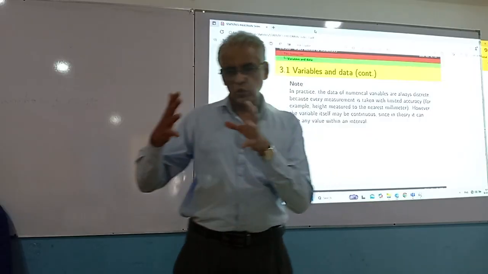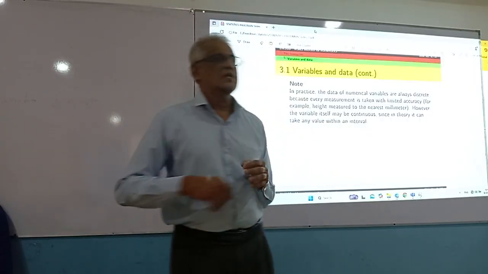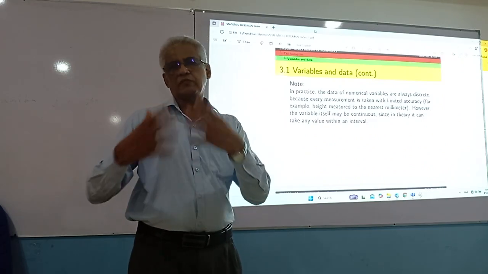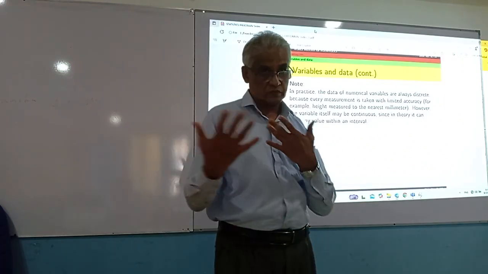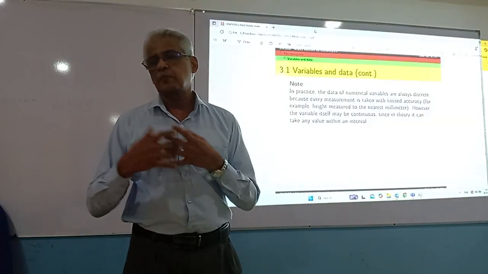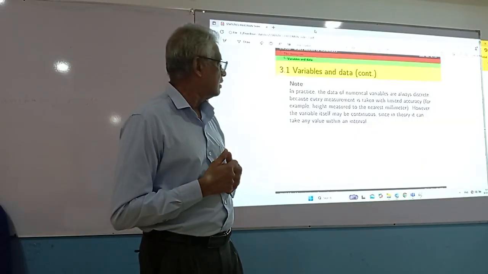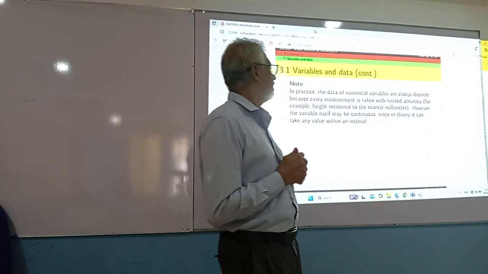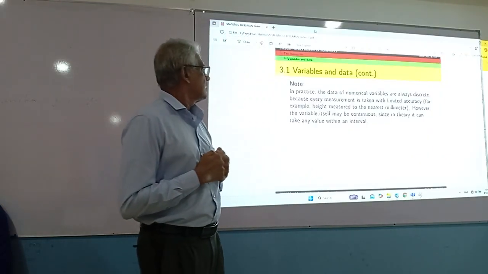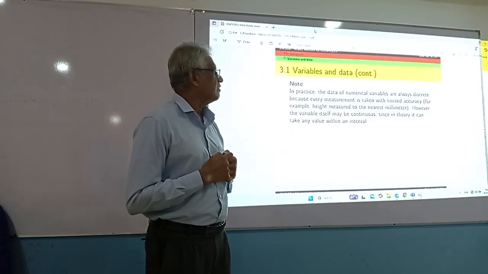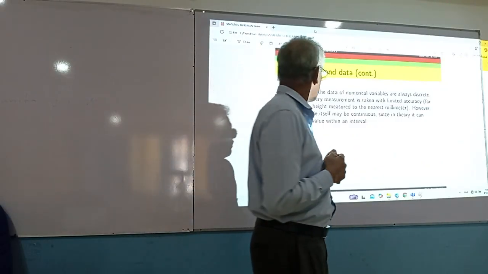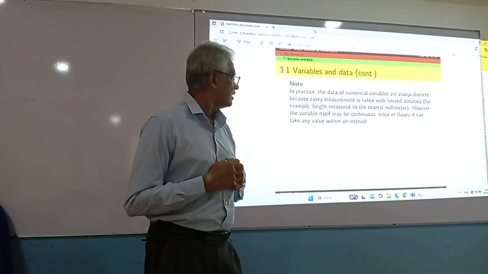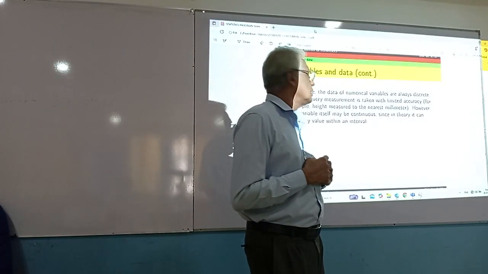So then the data look discrete, right? But actually there are several other values possible, but we cannot get those accurately because we don't have a proper, suitable measuring device for them. So in practice, the data of numerical variables are always discrete because every measurement is taken with limited accuracy. However, the variable itself may be continuous, since in theory it can take any value in an interval.